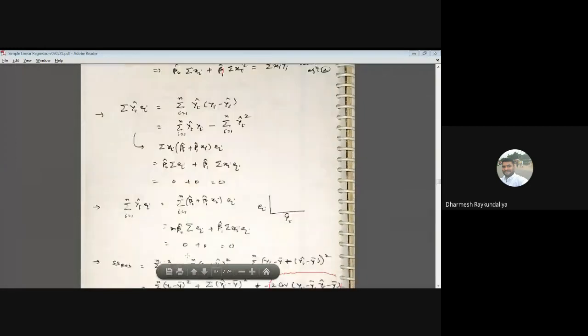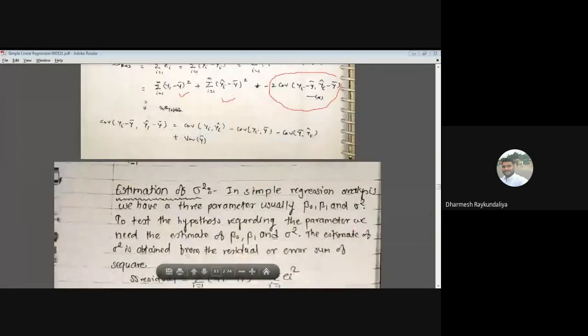Okay, I wish to find out the estimate of sigma square. What I gave you a little while ago in homework, here it is proved. In simple linear regression analysis, we have 3 parameters. Beta 0 and beta 1 are in the regression equation, and sigma square is the variance of epsilon i. To test the hypothesis regarding the parameters, we need the estimates of beta 0, beta 1 and sigma square.